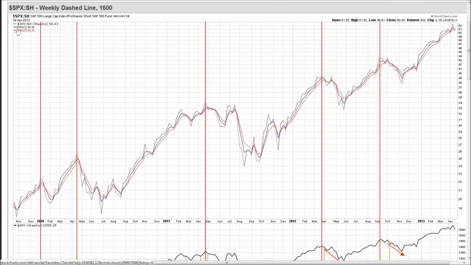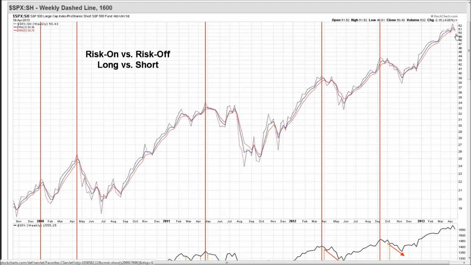We're looking at now risk on S&P 500 relative to risk off, or shorting the S&P 500. This is what risk on looks like. This is what risk off looks like. So this is basically longs relative to shorts.